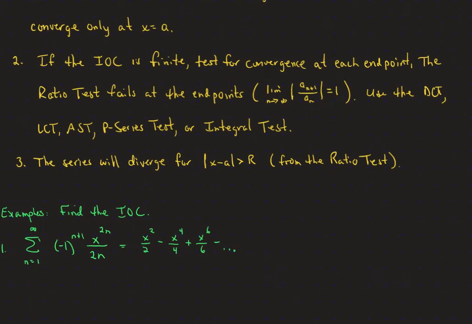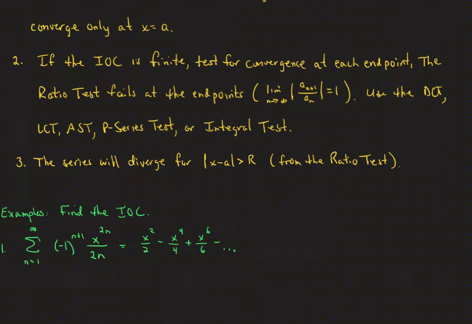If the interval of convergence is finite, then we have to test for convergence at each endpoint. The ratio test, remember, fails at the endpoints. That's where it's inconclusive, because the endpoints come from where that limit as n goes to infinity of the n plus first term over the nth term is equal to 1. So we know that it's going to converge inside the interval, and we know it's going to diverge outside the interval from the ratio test. The only thing we don't know is what's going to happen at the two endpoints, and that's where we have to do something else.